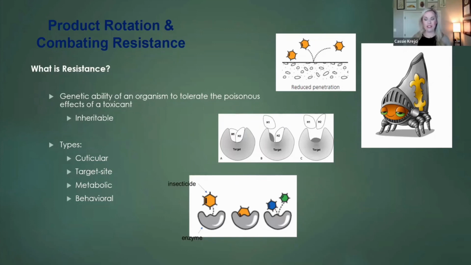Alternatively, metabolic resistance is a lot like having gum on that key. It's just not going to fit into the lock. It's never going to make it to the target site, and therefore the insect survives your insecticide application.